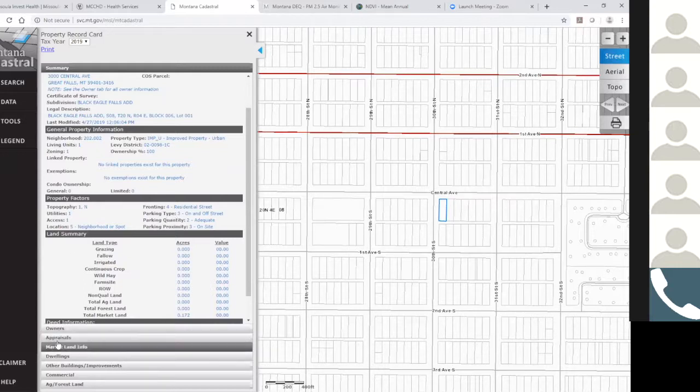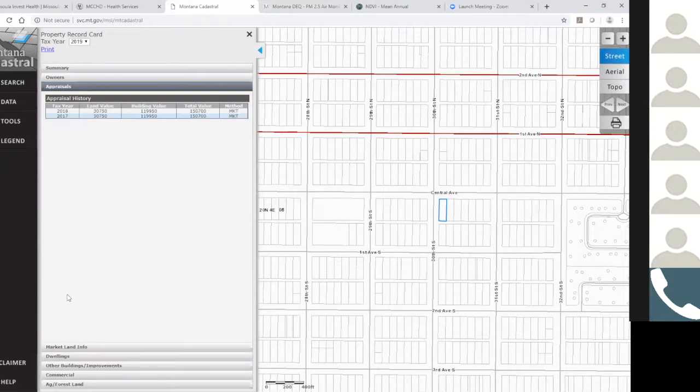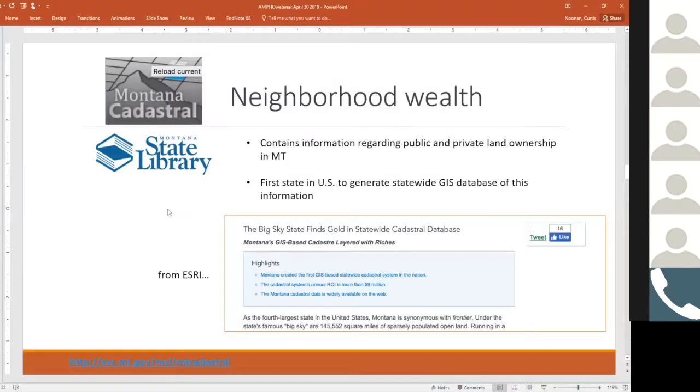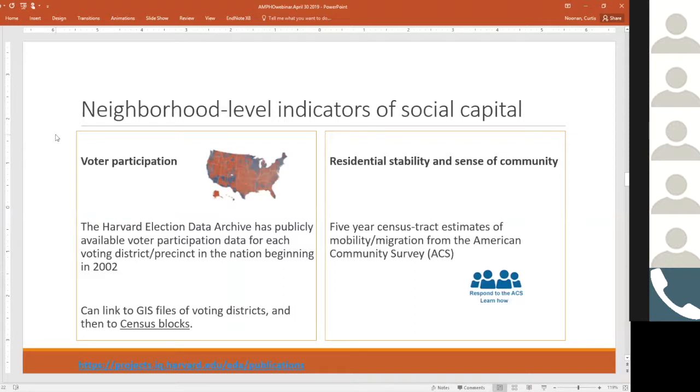And then they've got this tab under appraisals. They've got information about the appraisal value of this home. They've got information about the dwelling itself. So if you're interested in some environmentally related factors, maybe you're interested in heating systems, or maybe, oh, I don't know, insulation or other information like that. So it's just a really useful data source if you have the time or somebody that can really delve into this data set.